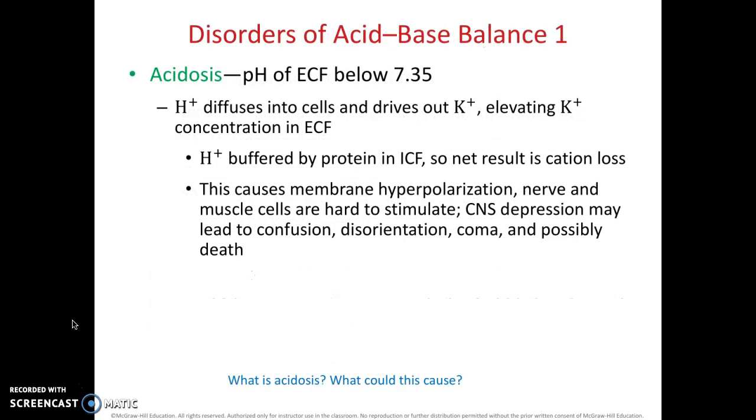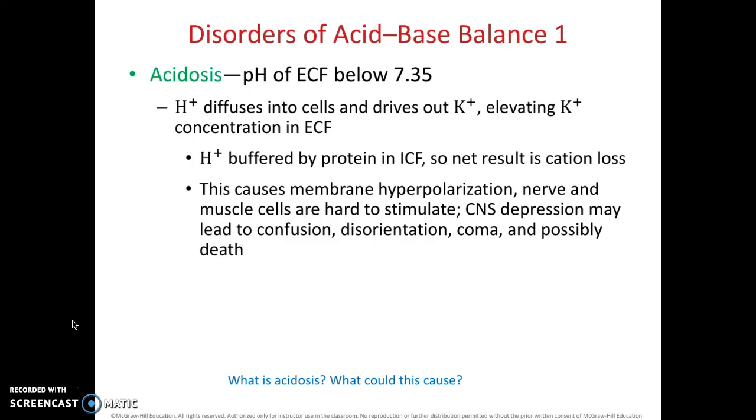So acidosis is when the pH of extracellular fluid falls below the normal value of 7.35, and this occurs when hydrogen diffuses into cells and drives out potassium, which then elevates potassium concentration in extracellular fluid. Remember that potassium is higher intracellularly than extracellularly, and this could be a problem if you have that change in concentration in extracellular fluid. Look at the last lecture to see what some of the complications of changing potassium balance could be.